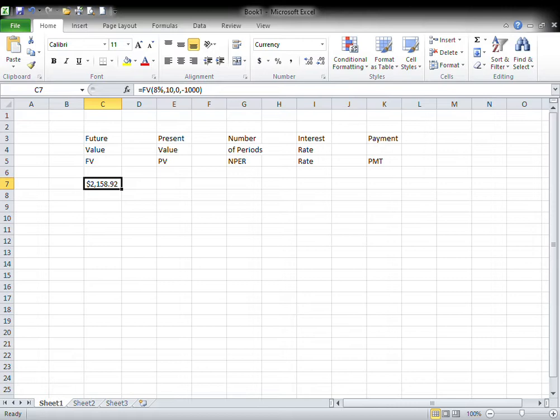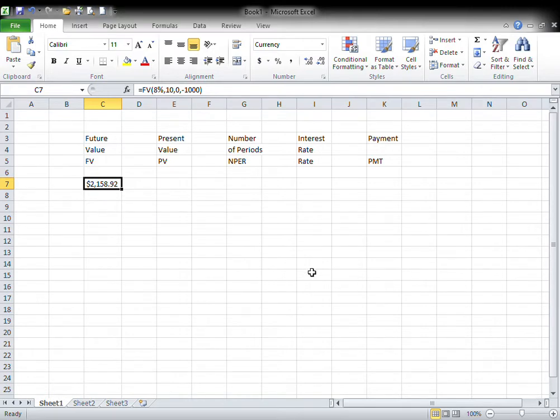Now, I put it in as a negative and it comes out as a positive. In Excel, we use the shortcut that money you take out of your pocket, in this case giving it to the bank, is negative. We're taking $1,000 out of our pocket, and 10 years from now, we will get back 2,158, a positive number, money coming back into our pocket.